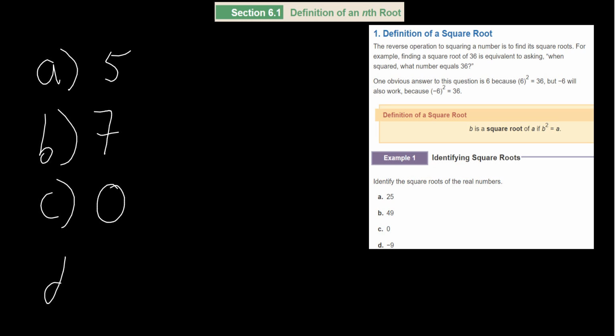And then lastly, this one's a tricky one. When squared, what will give me negative 9? We know that a negative times a negative is a positive, so there is no real number that will equal negative 9. We would say that there is no real number, and we're just going to put no real number in our answer. So that's how we do finding square roots.